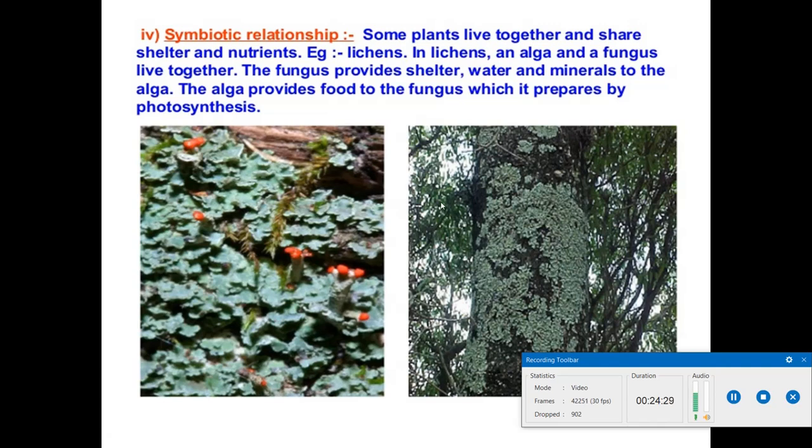As we know, fungus is usually non-green. It cannot carry photosynthesis. Therefore, fungus can provide only shelter and water to the alga. In return, alga is green in color and it can carry photosynthesis. Therefore, alga provides food. So, since both are in need of one another, they live together and they keep on sharing these important components lifelong. Therefore, such a type of relationship is termed as symbiotic relationship.